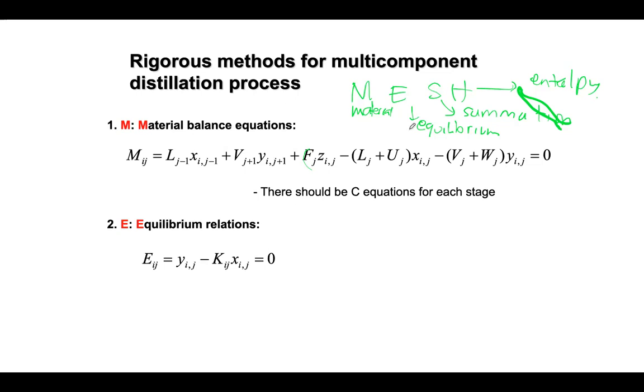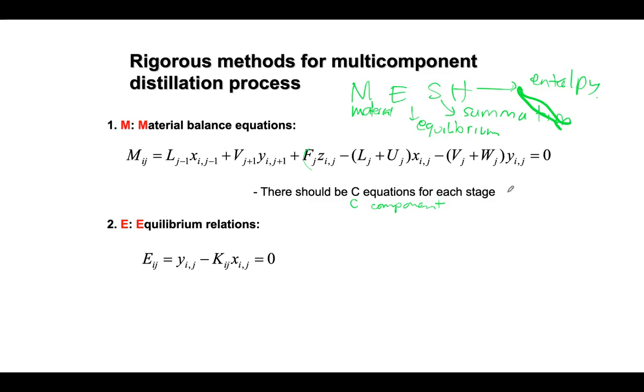Okay, so if we have C components, then we have C equations for each stage. So for example, if there are 10 components, imagine that i and j go up to about 10, so there are 10 equations of this one.